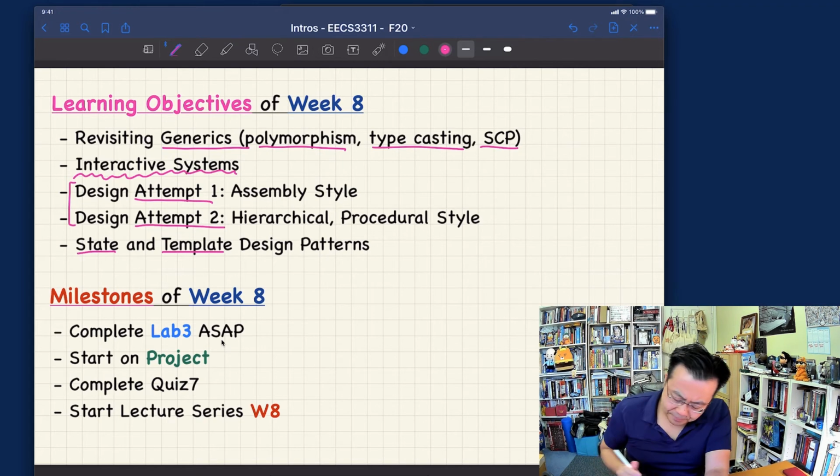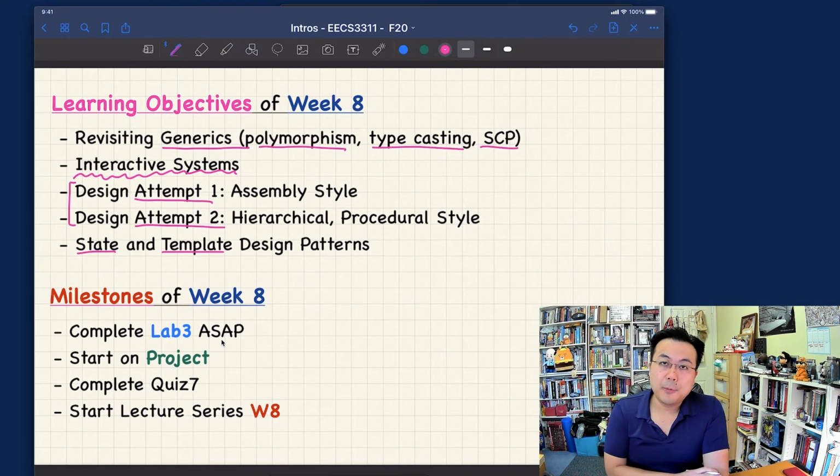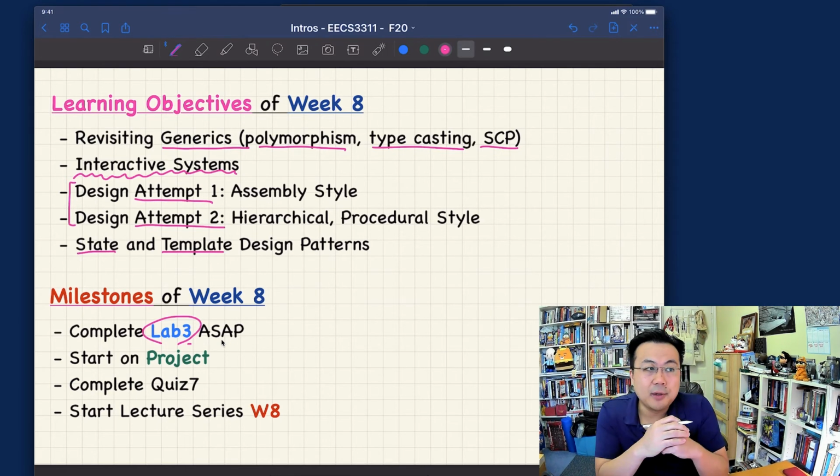So what will be the milestone for week number 8? You were given some grace period for lab number 3 just to hopefully accommodate those of you who are a little bit behind because of your midterms from other courses. However, I would not advise that you only finish lab 3 at the end of Wednesday. If that's something you have done, you already sacrificed some time for your project. But anyway, that's your choice. You should definitely complete lab 3 as soon as possible.